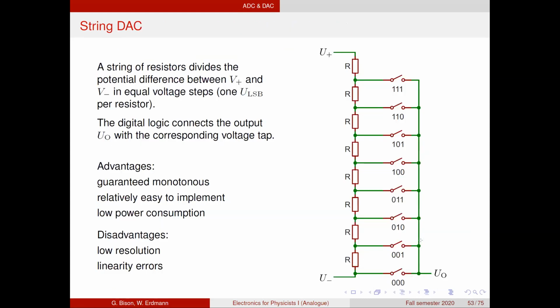A different method to generate an analog voltage is a string DAC. And what we do here is we take again a positive and a negative reference voltage. And then we have a string of resistors that acts like a large multi-step voltage divider. If they all have the same value, then we get equidistant voltage levels at the different points here. And then we simply have to connect our output to the value that we want.